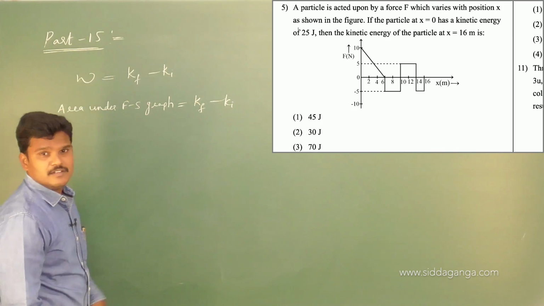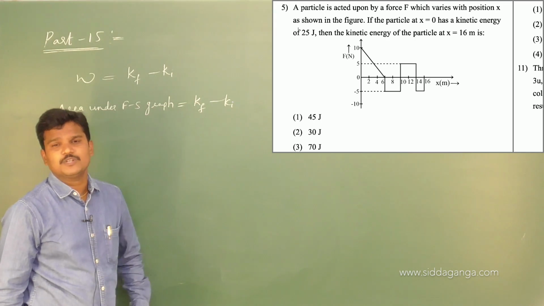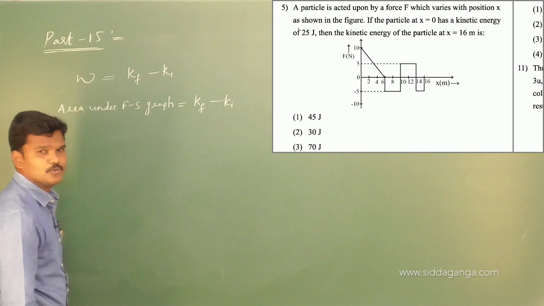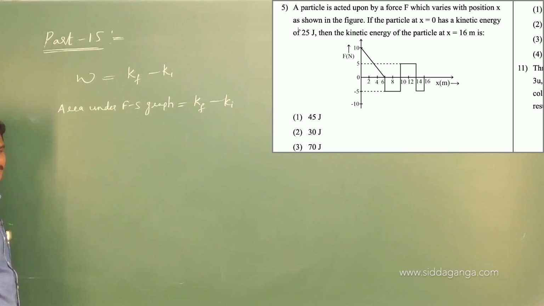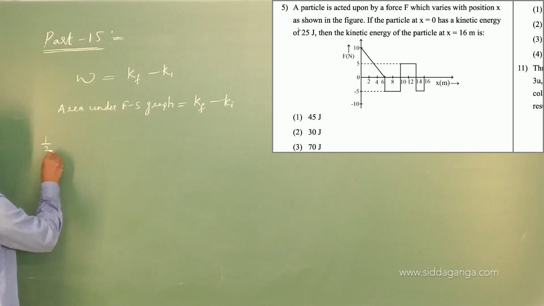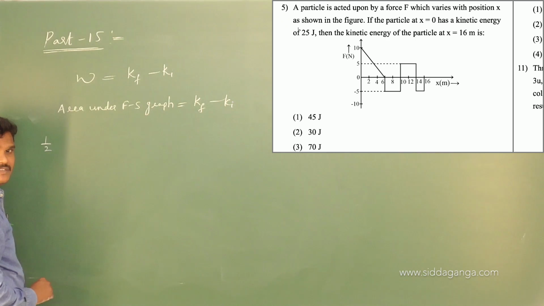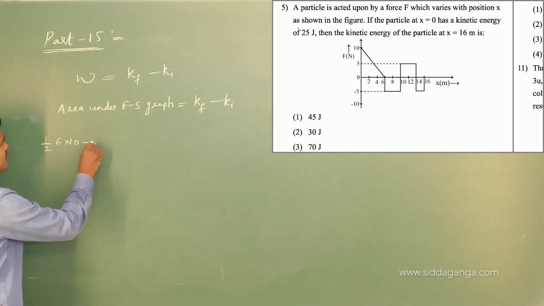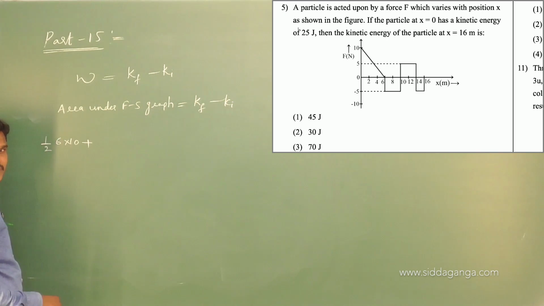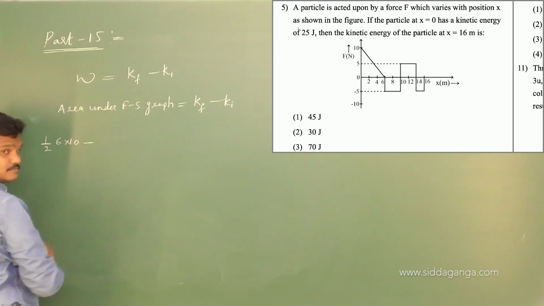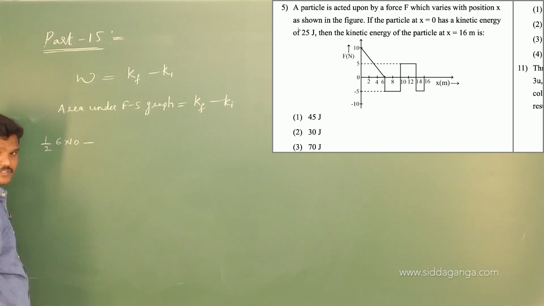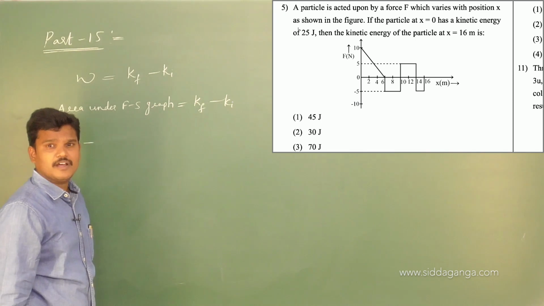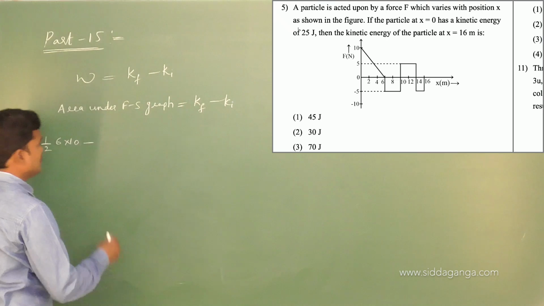See the graph, F and s. The first one is like a triangle, so half into base into height. You know how to find out the area under the graphs. So half into base is 6 and height is 10, so 6 into 10. Then the downside is there, so put a minus, and the size of the second one is like a square, that is 5, and 10 minus 6, 4.